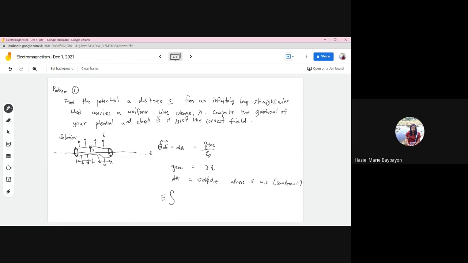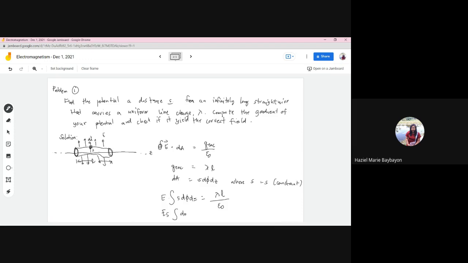And then take note that E is parallel to your dA. So imong dA kay diri man pud siya padulong. This is your dA vector. Therefore, we can take E out and we can also take S out since it is a constant. So we have d phi dz is equal to Q enclosed, which is lambda times L divided by epsilon naught. Okay, so ES, and then we have this double integral.